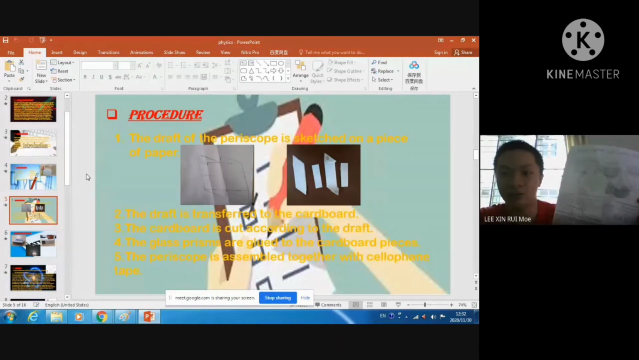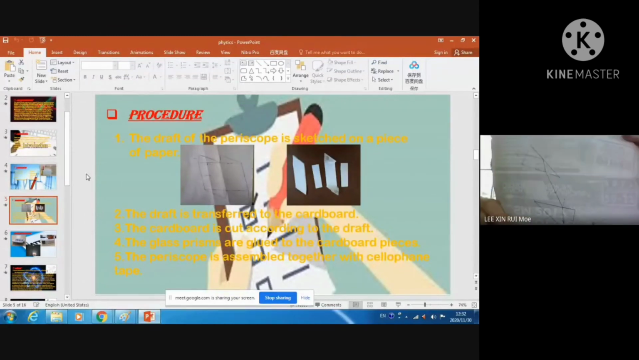So how the light is reflected in this 60-30 degree prism periscope. This is what I just finished drawing. So this is the important modification of this periscope. Thank you.